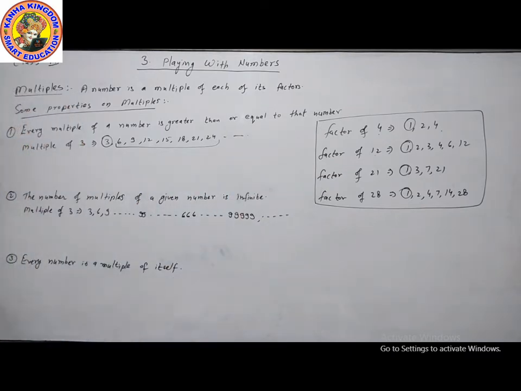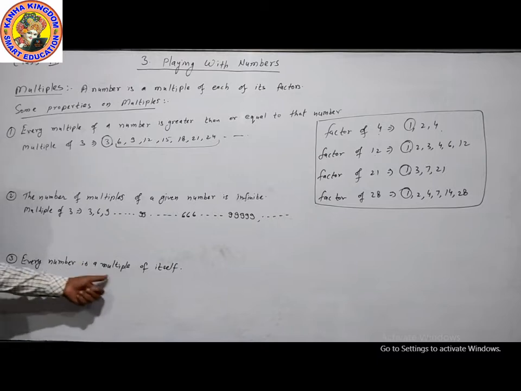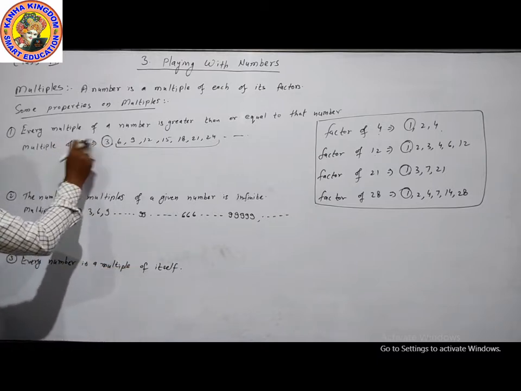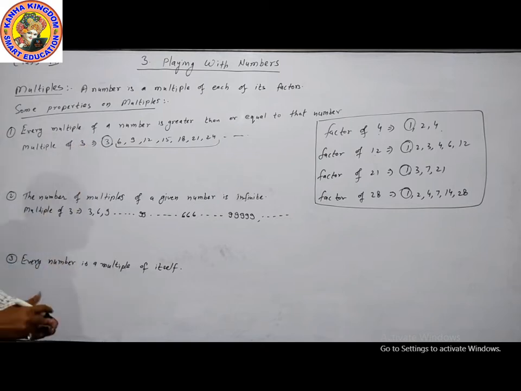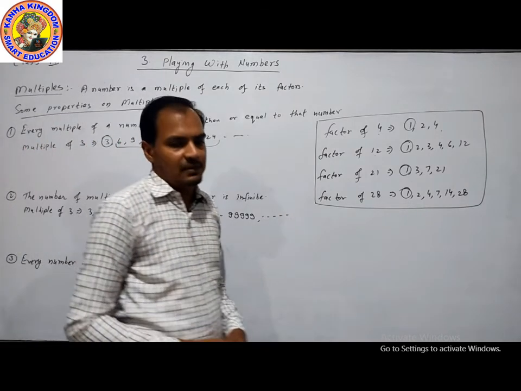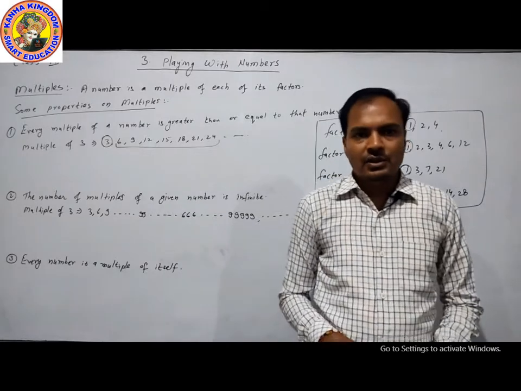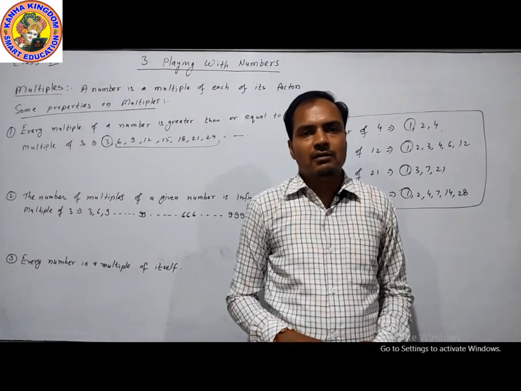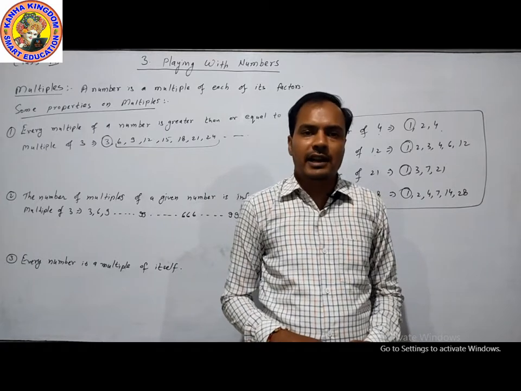Now next is every number is a multiple of itself. We saw here every number is a multiple of itself because every number can divide itself one time. You can take a screenshot of this. We will move to our questions in the exercise.